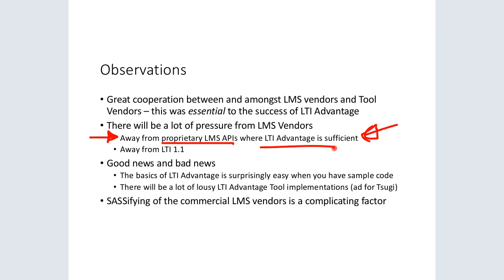But if it's a standard, Canvas can just say to Turnitin, he's British because Turnitin is in Britain, bugger off, right? We're standard, you're standard, shut up, right? It just means their risk profile is a lot lessened in terms of getting bugged about changing their proprietary APIs. So everybody is motivated to get away from proprietary APIs and guide all of their third-party vendors into using the standard.